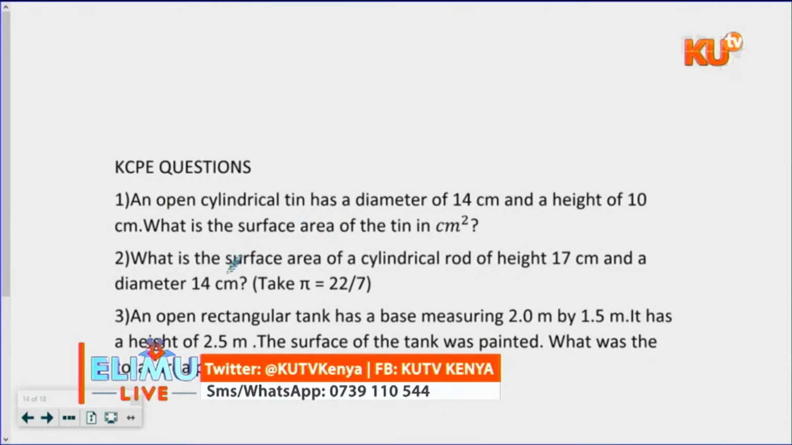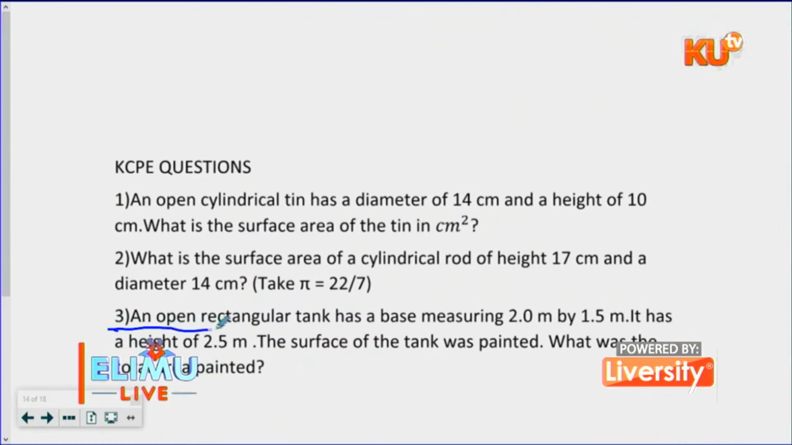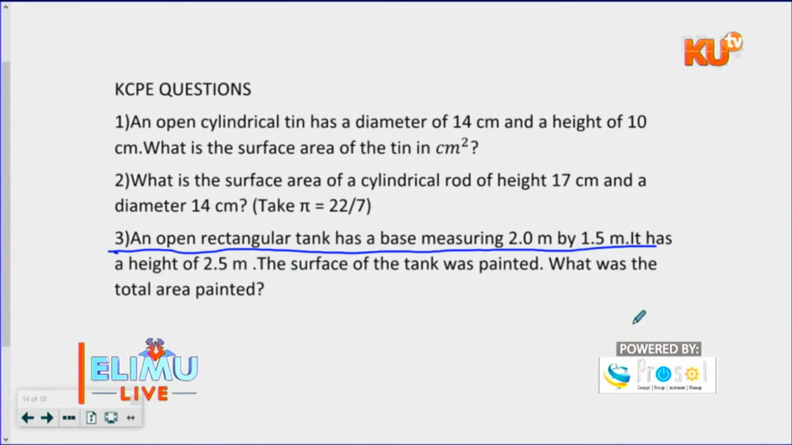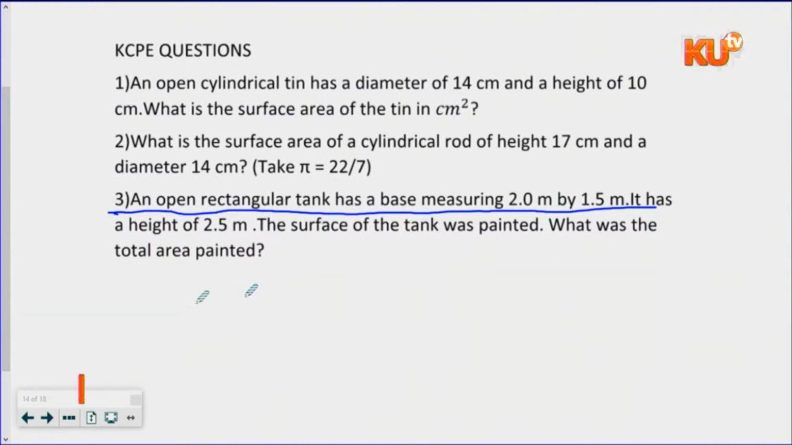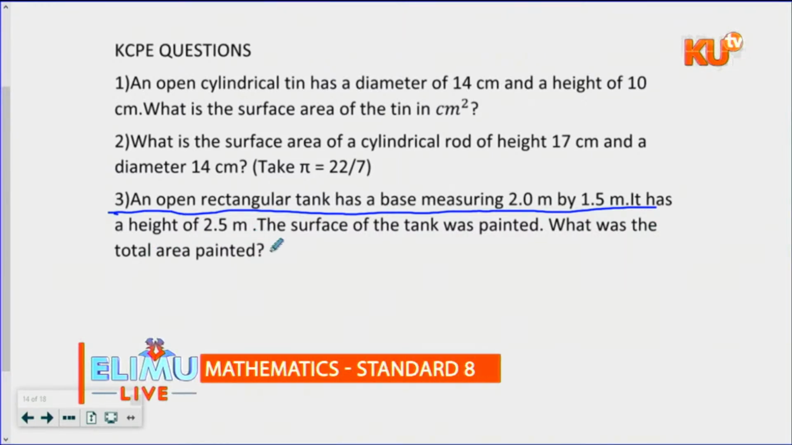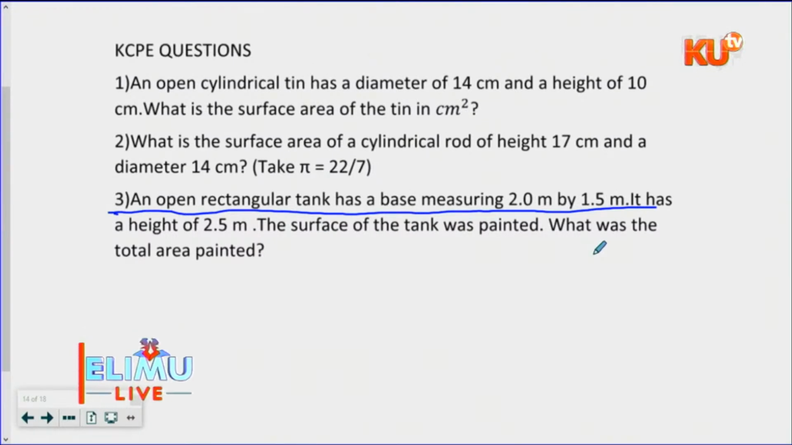Okay, so we have here one question, number 3. An open rectangular tank has a base measuring 2.0 meters by 1.5 meters. It has a height of 2.5 meters. The surface area of the tank was painted. What was the total area painted? This is the same as the question that we've been asked. How can we work out the area of an open cuboid?